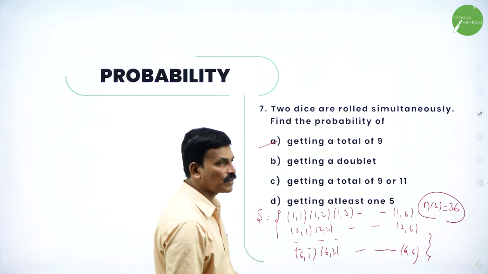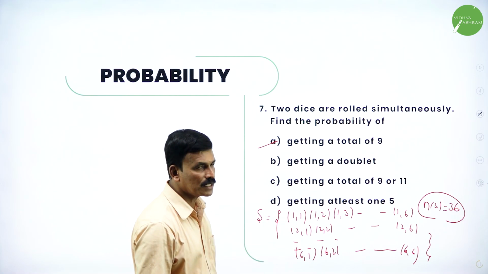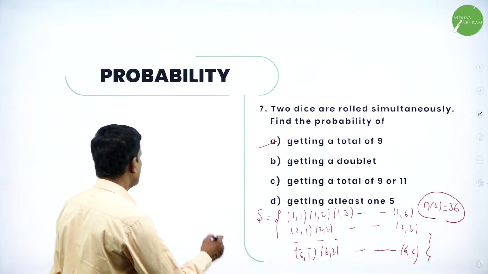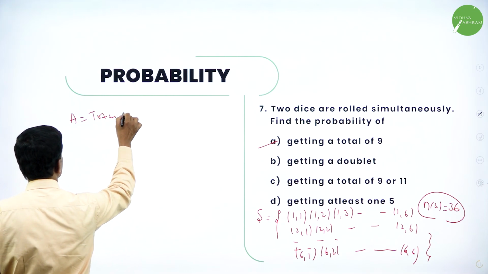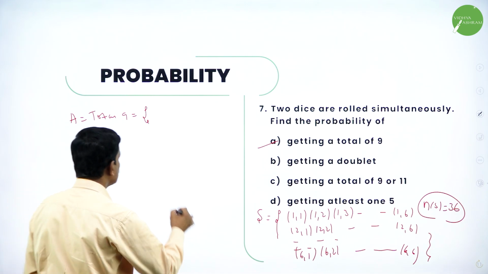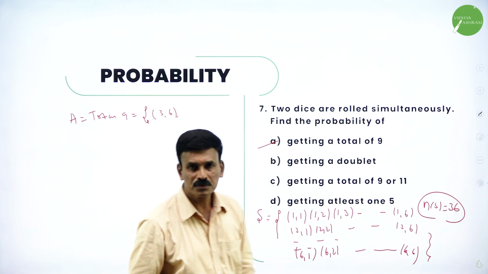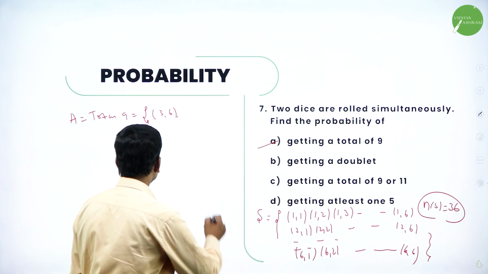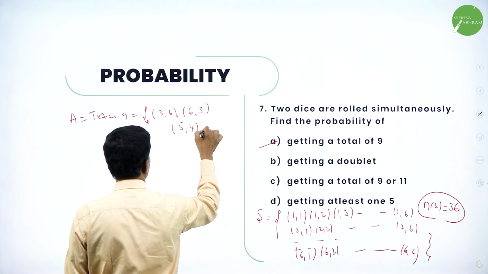And in the third row, from third, fourth, fifth, we will get the sum as 9. Now let us define the event A as the total of getting 9. So a total of getting 9 means the first element is 3, 6, since 3 plus 6 is 9. Then 6, 3. Then 5, 4 and 4, 5.